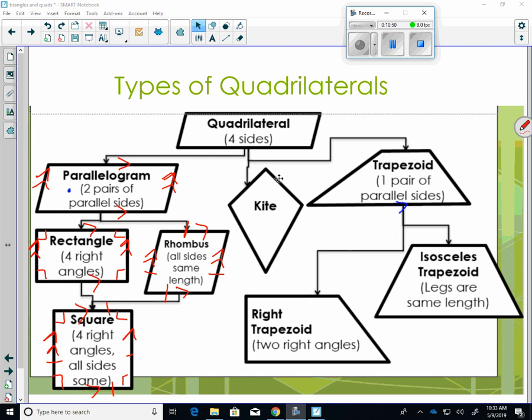Okay, another kind of quadrilateral is a kite. Kites really don't have any special characteristics, but they do look cool, and they have these things which we're going to talk about tomorrow or the next day called diagonals.